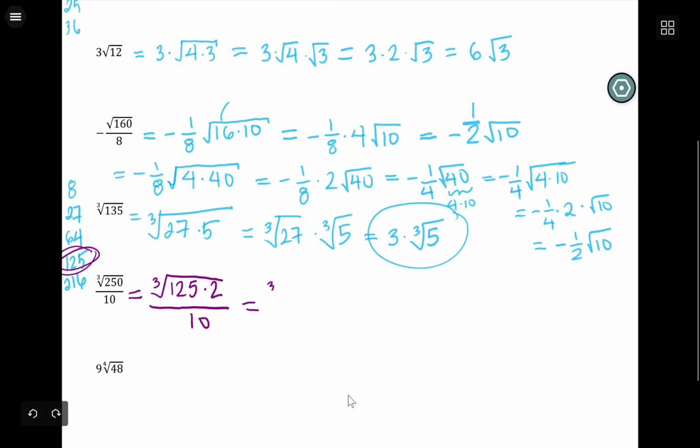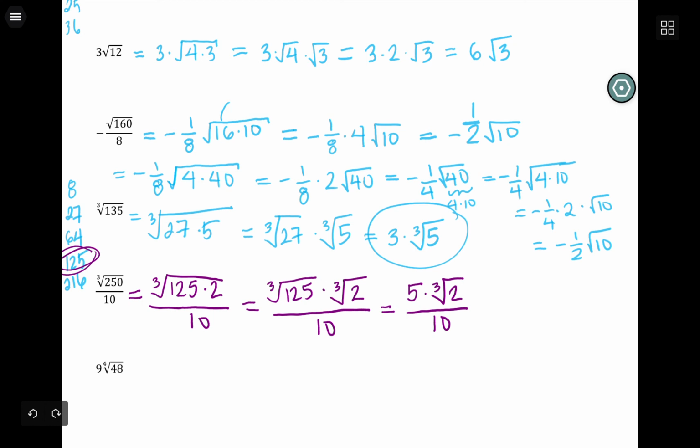So I've got the cube root of 125, and again, I'm back to writing out all steps, but feel free to skip some steps in here as you get comfortable. The cube root of 125 is 5. Cube root of 2 is just the cube root of 2. And this is beautiful. I can go one step further.